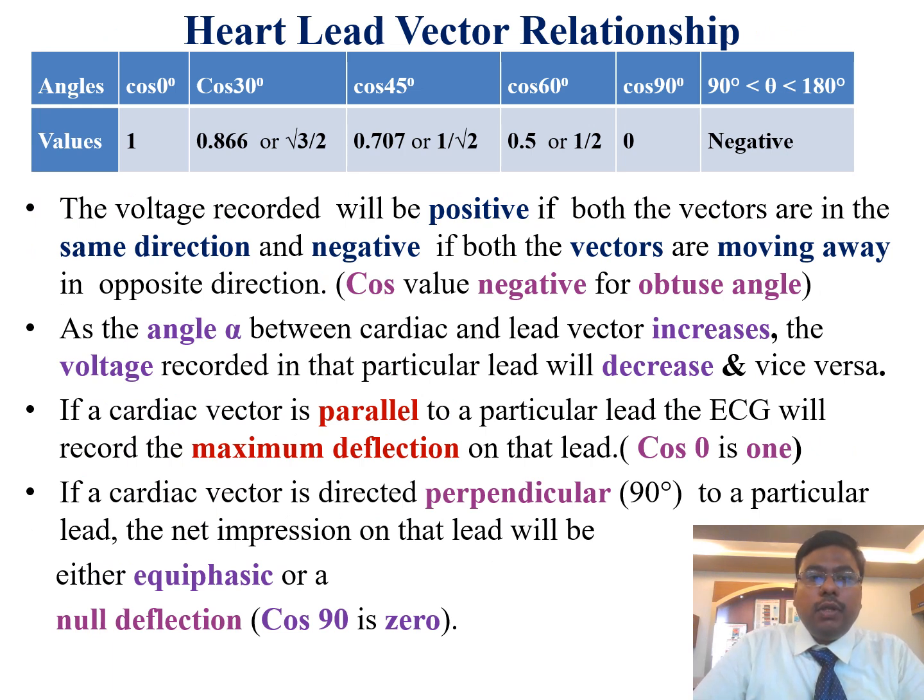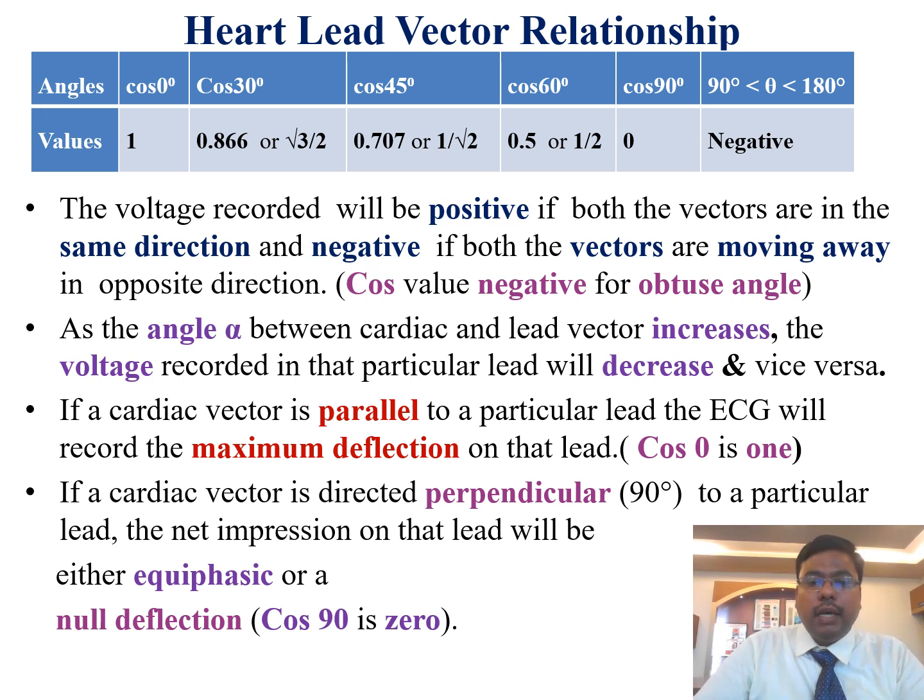So in the tabular column, the cos theta values are given. The voltage recorded will be positive if both the vectors are in the same direction, and negative if the vectors are moving in opposite directions, because the cos value is negative for an obtuse angle. As the angle between the cardiac and lead vector increases, the voltage recorded in the particular lead will decrease, and vice versa. This is clearly seen from the tabular column, from the cos values.